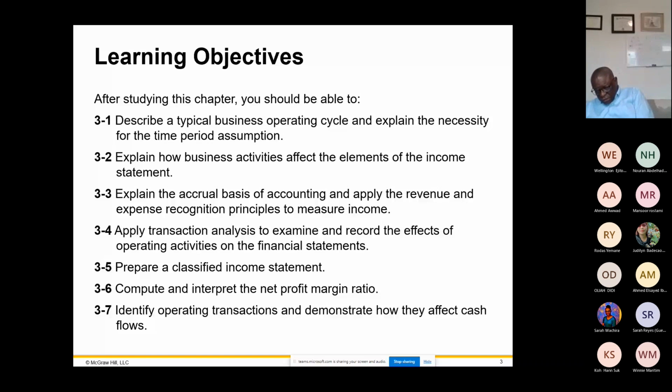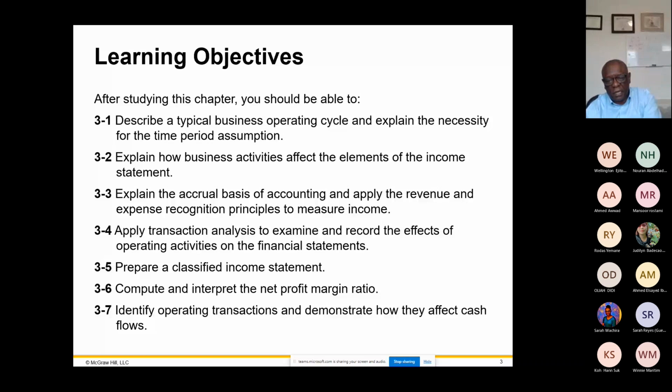Manufacturing starts from the purchase of raw materials, then putting the raw materials into semi-finished products, then finished products, then sales. Sales will come in the form of either credit sales or cash sales, and the cycle continues. So that is the operating cycle of any given business. It depends on what the business is. And then explain how business activities affect elements of the income statement.